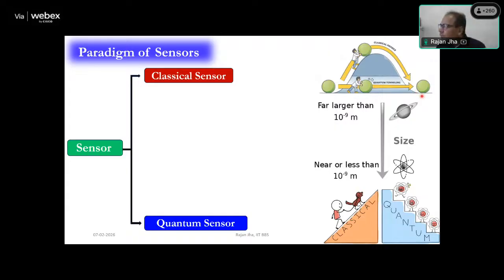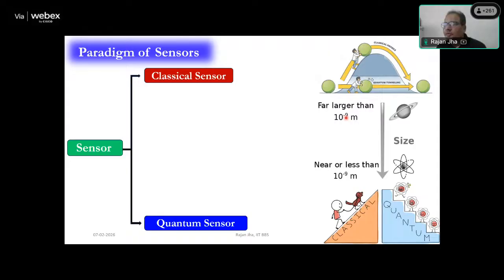If you look at the size scale, the particles which largely exhibit these numbers, when we are talking about 10 to the power minus 9, are far larger than these numbers.